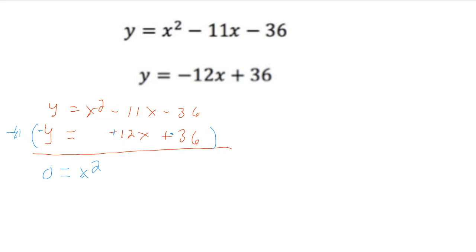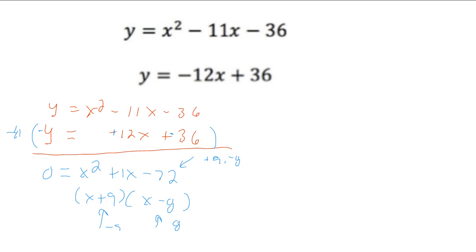So now if I add straight down, lo and behold, the y's cross off. 0 is equal to x squared, what is that going to be, plus 1x minus 72. Oh, how can I solve this? Complete the square. I could use the quadratic formula. I like factoring. What two numbers multiply to -72 that add up to 1? Positive 9, -8. So x plus 9, x minus 8. So my solutions are whatever makes the parentheses equal to 0. That would be -9 or 8.